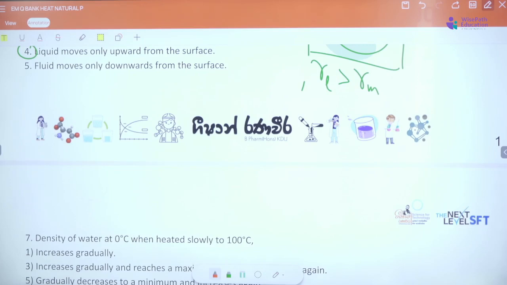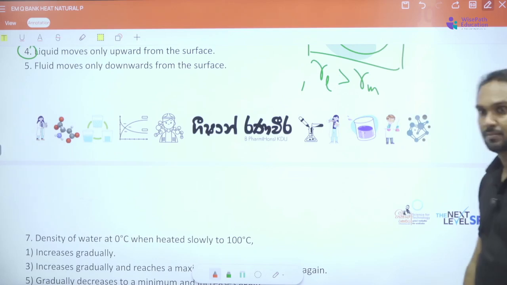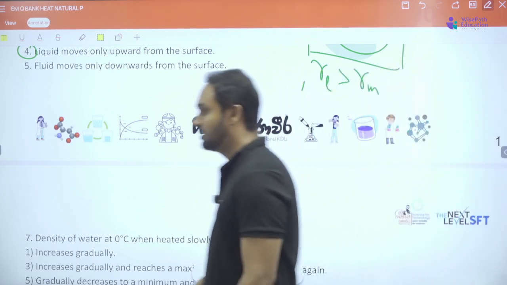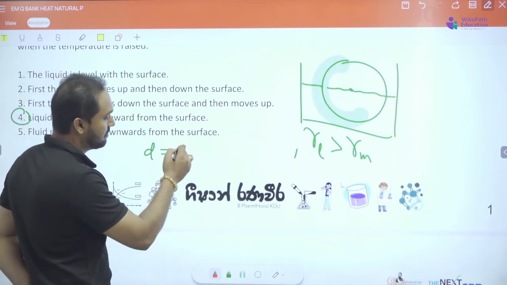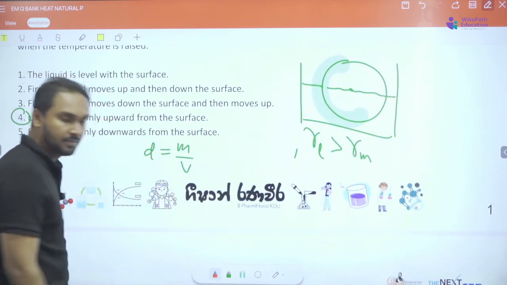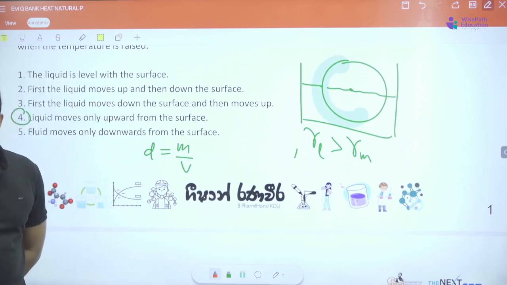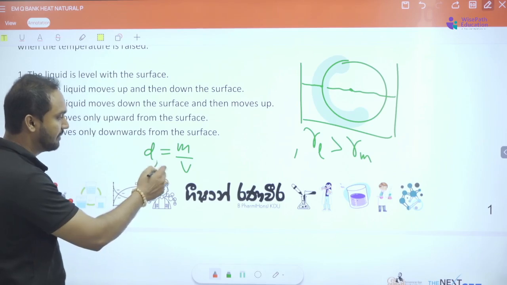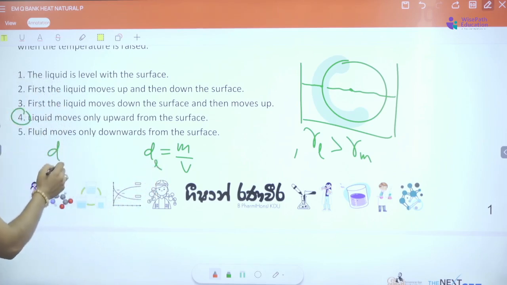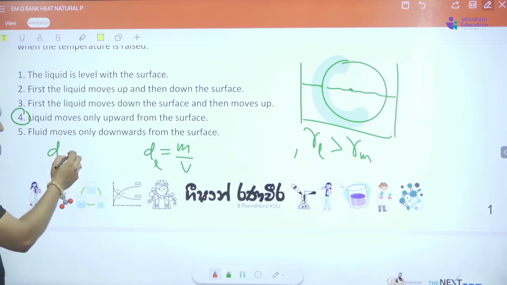Density increases, volume decreases. Volume increases, density decreases. Yeah, because density equals what? Density equals mass over volume, isn't it? So when the volume increases, density decreases. So we have to compare two. One is the density of the liquid. The other one is the density of the sphere. I'll take it as M. Metal, let's say it's a metal sphere.